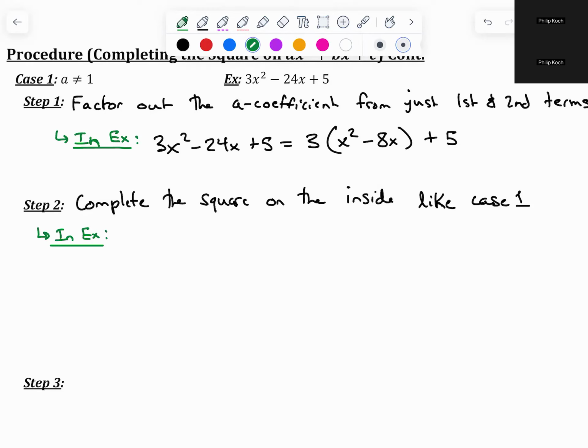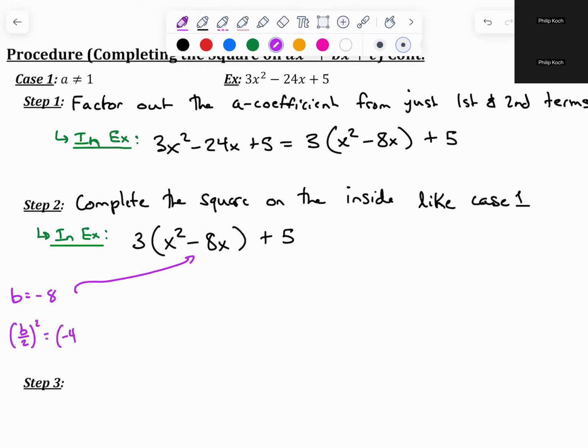So in this example, we've got 3 times the quantity x squared minus 8x in parentheses, plus 5. This is something I'm writing in purple. I'm typically doing this in my head, but I want us to see it on paper. So our b term is -8. b divided by 2 is -8 divided by 2, that's -4. b divided by 2 quantity squared is -4 squared, which is +16.